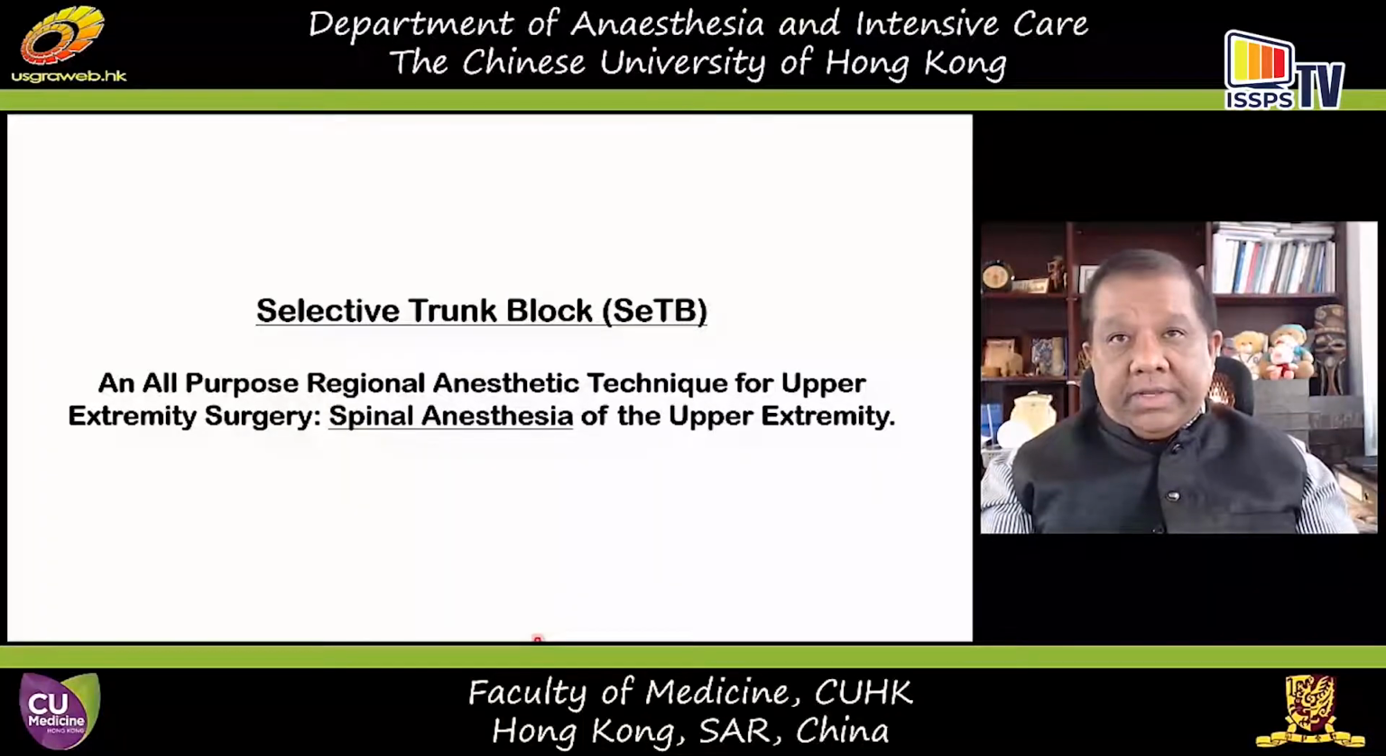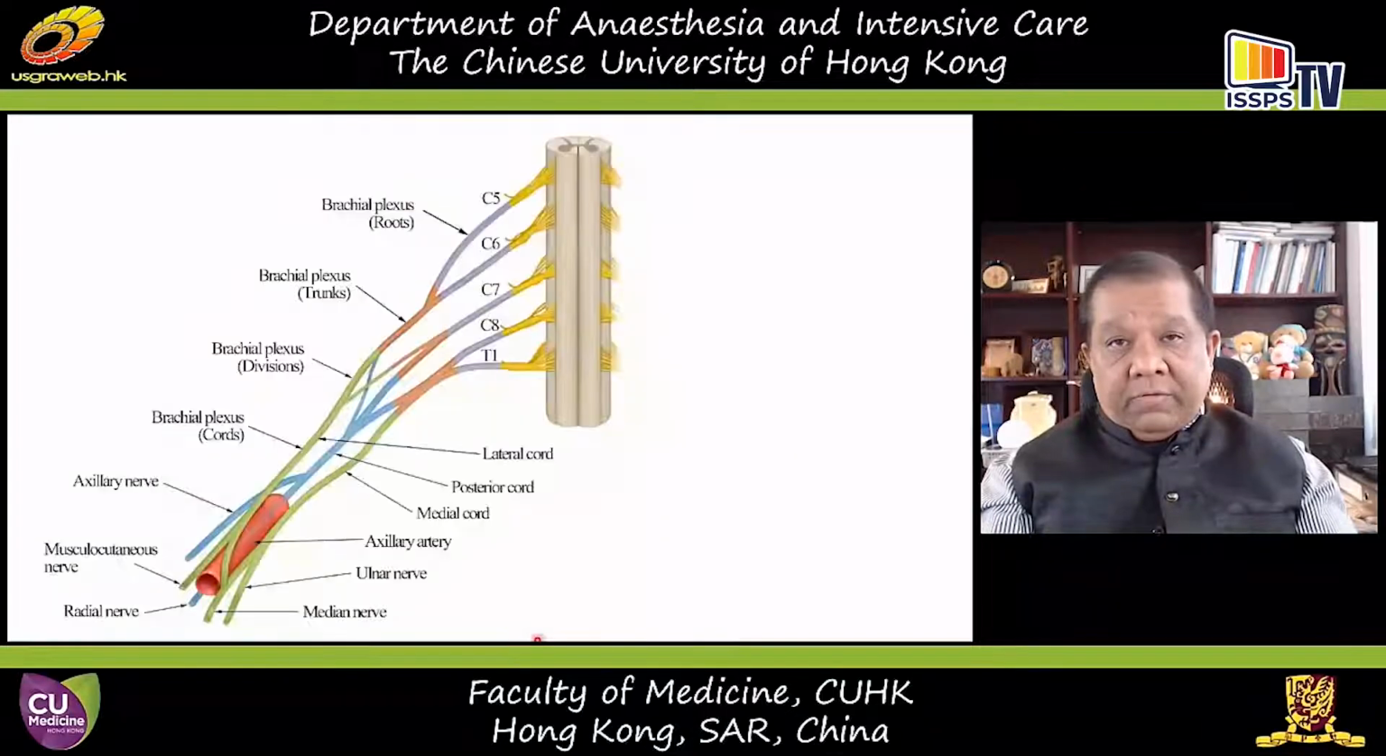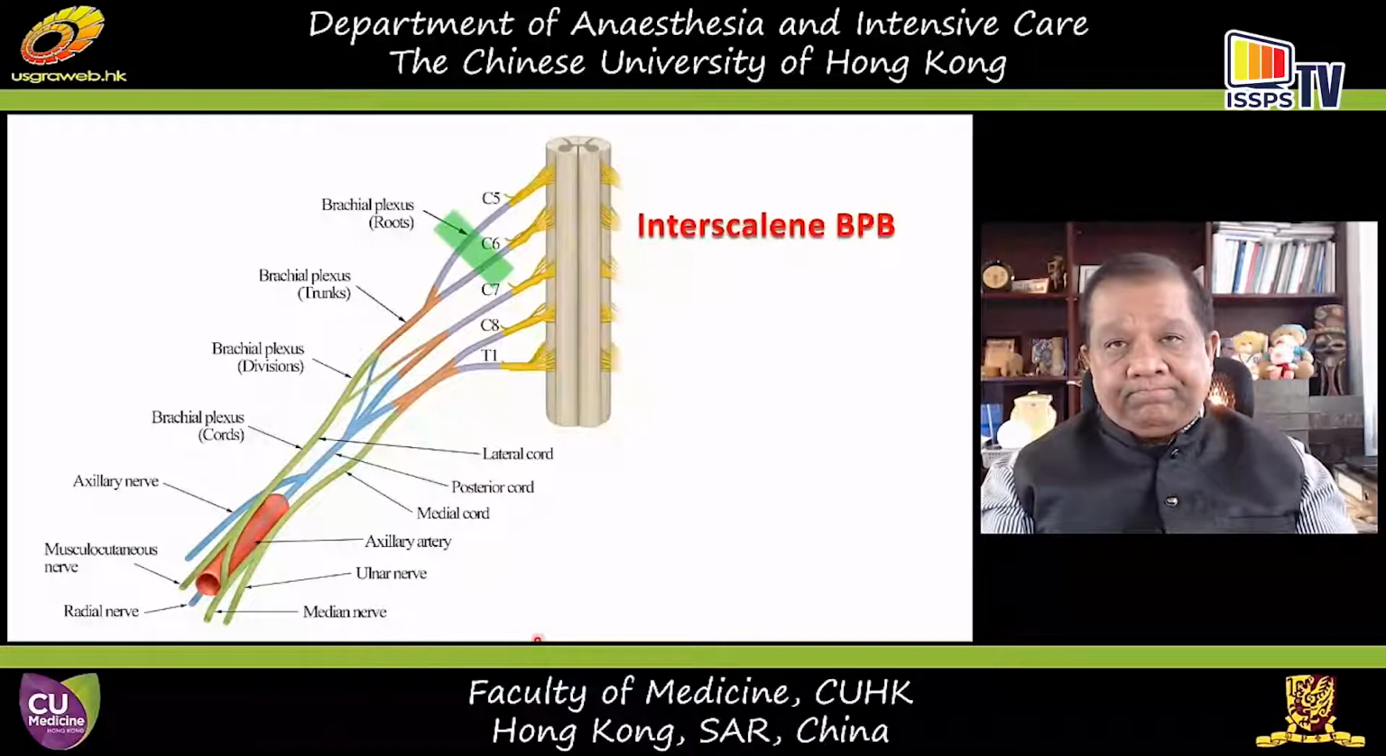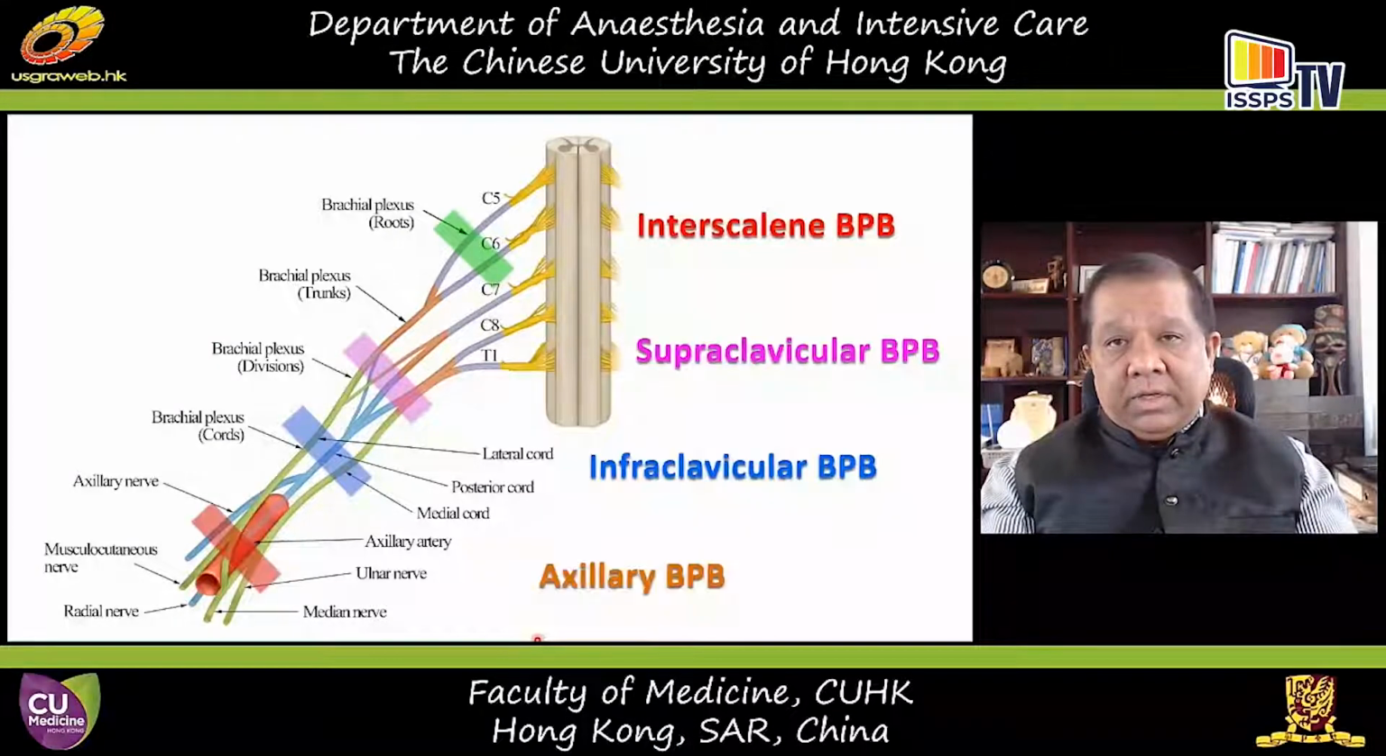Before we go into the details of selective trunk block, I think at this juncture it's important to address the issue as to why we need a regional anesthetic technique that can be used as an all-purpose technique or spinal anesthesia of the upper extremity, given that we have different techniques available to us in our armamentarium, like the interscalene, the supraclavicular, infraclavicular, and the axillary brachial plexus block.